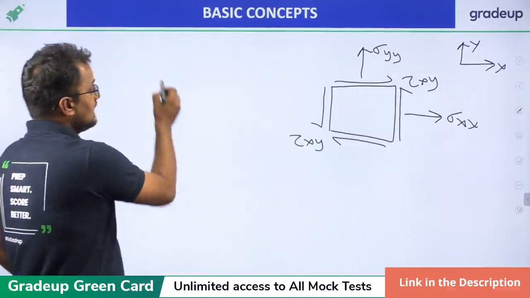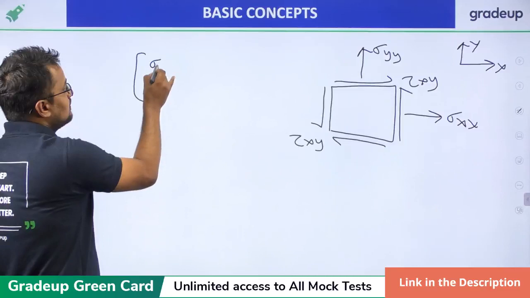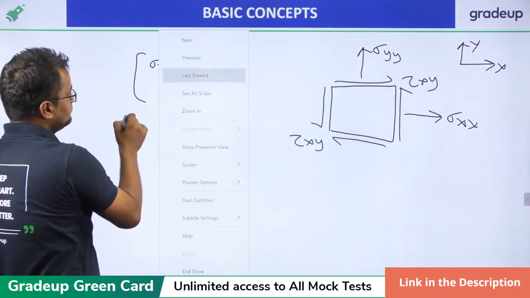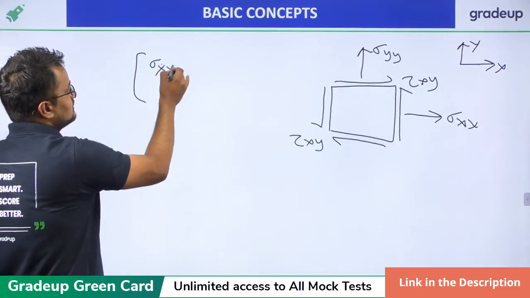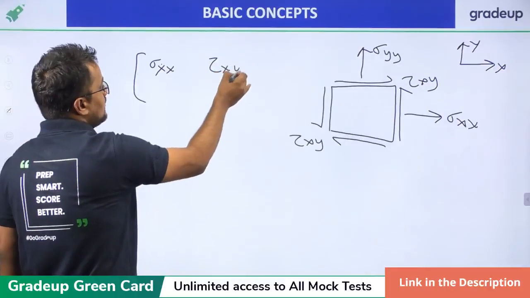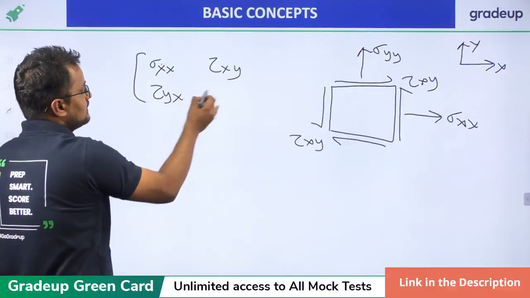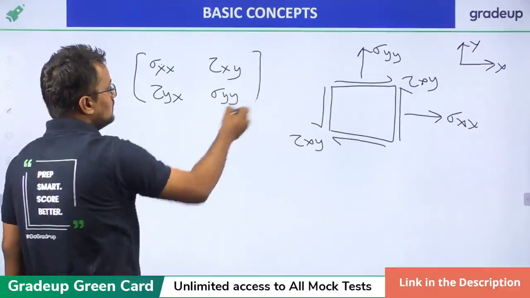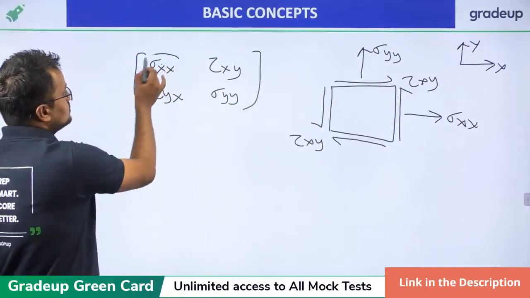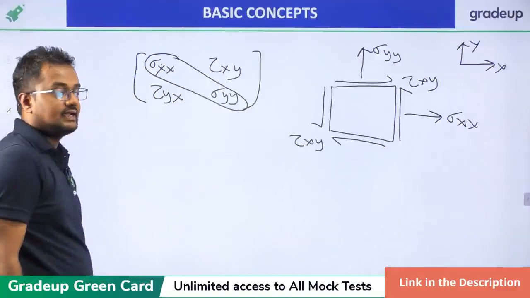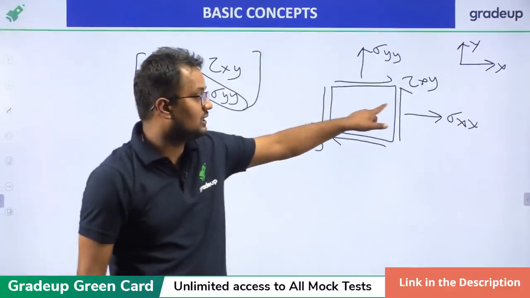In 2D, we write this as sigma xx and tau xy and tau yx and sigma yy. Okay, these are also symmetrical about diagonal. Tau xy, tau yx, both should be equal.